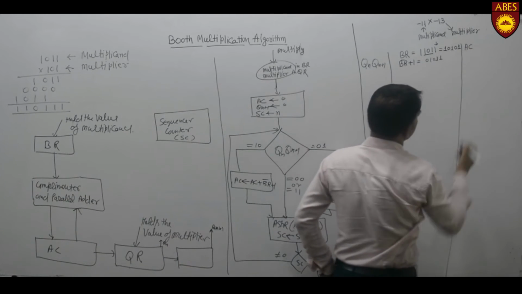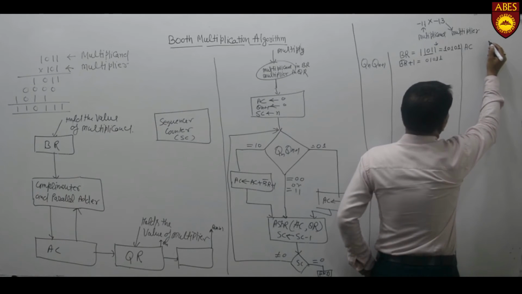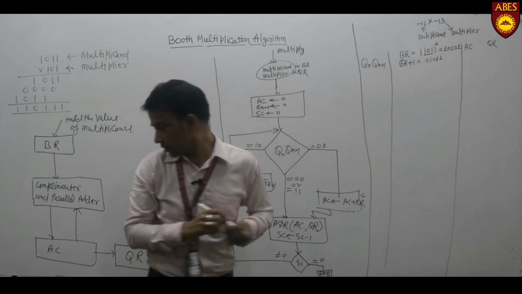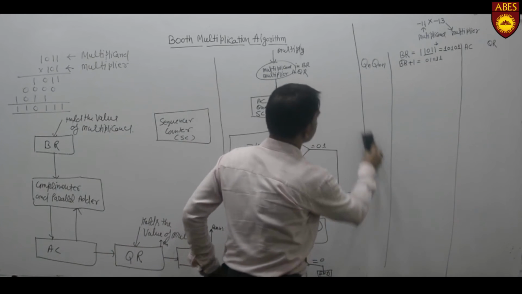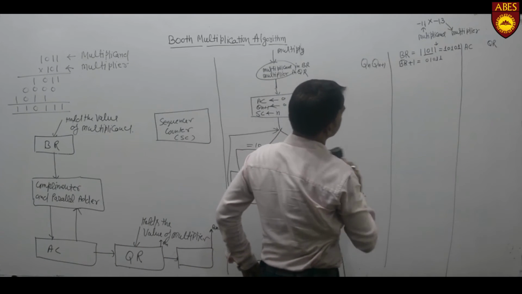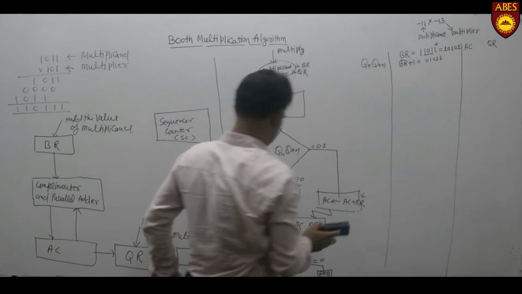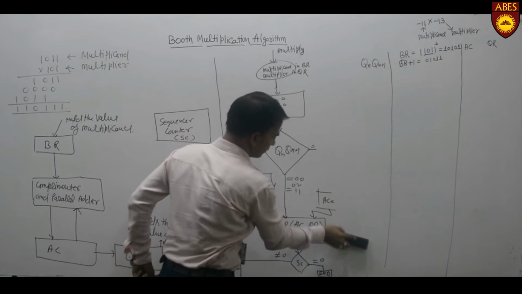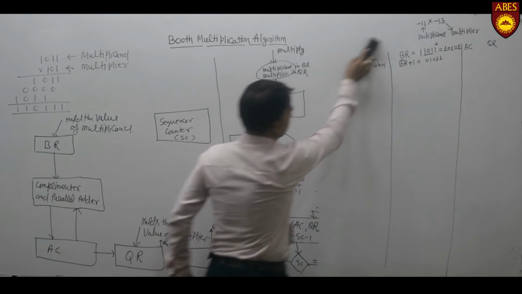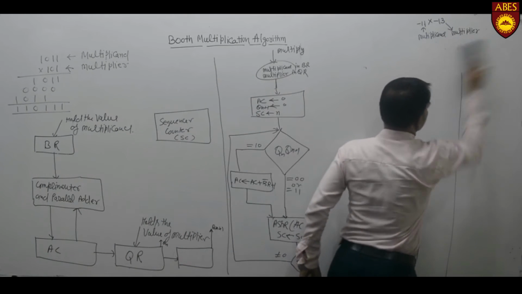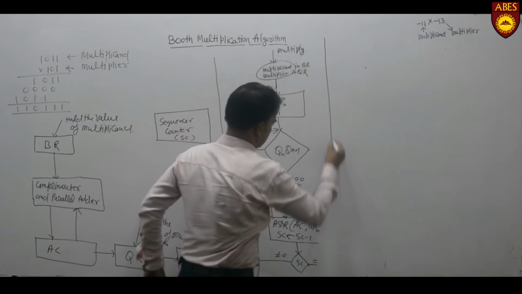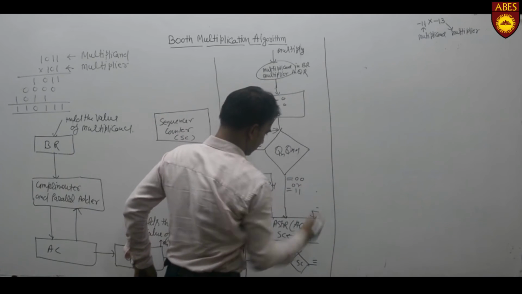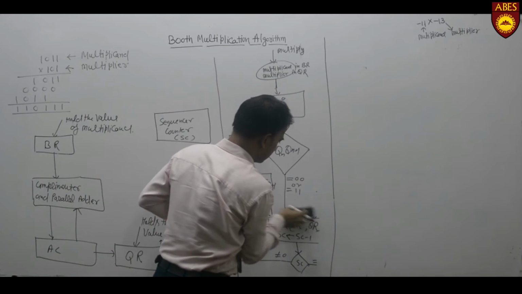Here are the AC and QR. The space is less here, so we can shift in this way. Again, you can see here.